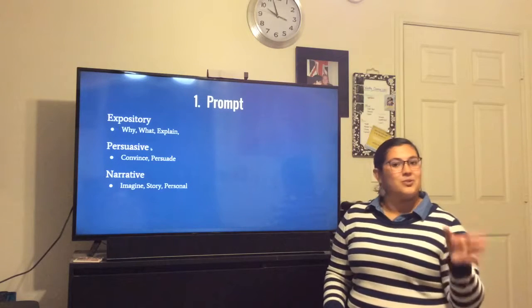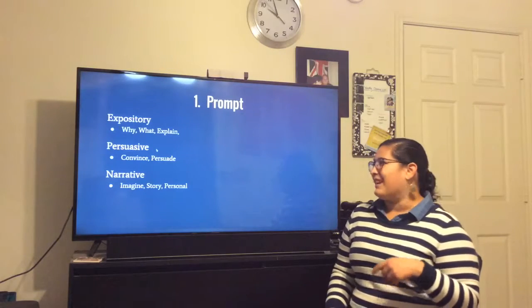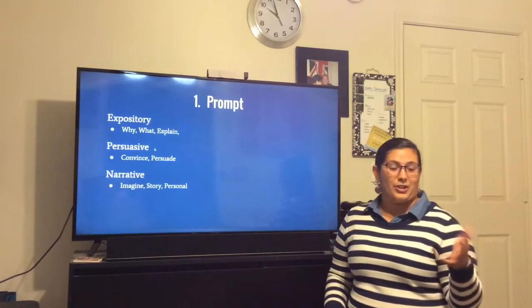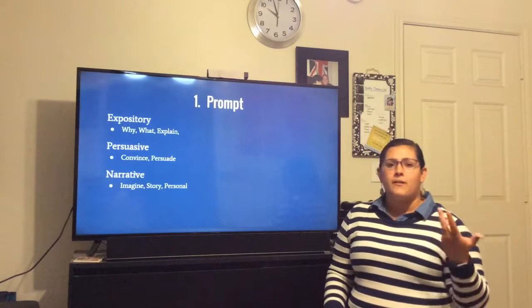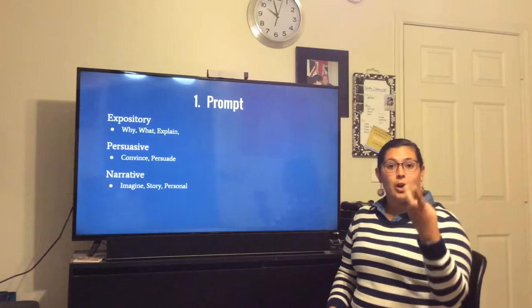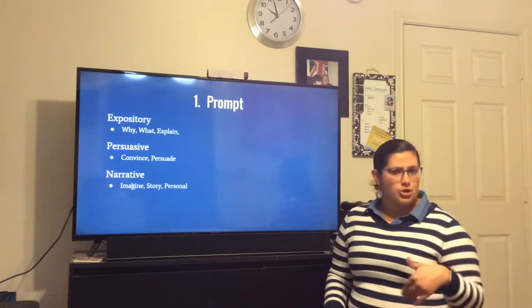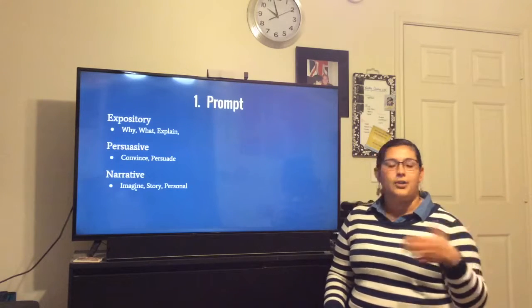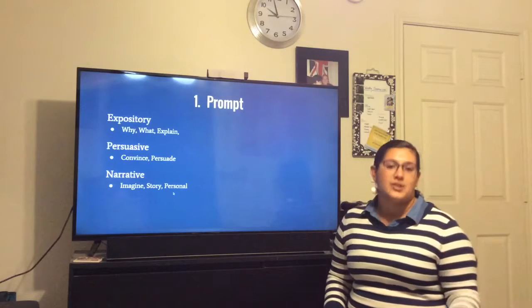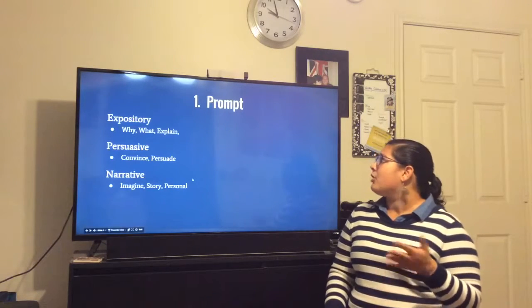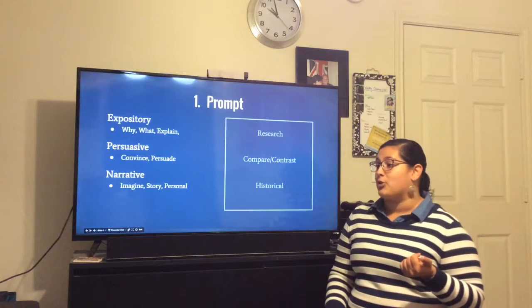Next we have persuasive, which is pretty self-explanatory. It's persuade someone else. You're persuading your audience to do something. So it'll probably use words like convince or persuade. Finally, in English, we have our expository, our persuasive, and our narrative. Narrative is more of a personal story. Think back to your TAC or your STAR essays. So imagine you are in 1860s London, or tell me a story, or tell a personal experience, one of those words. You'll also find that that's not the only types of papers you'll encounter.